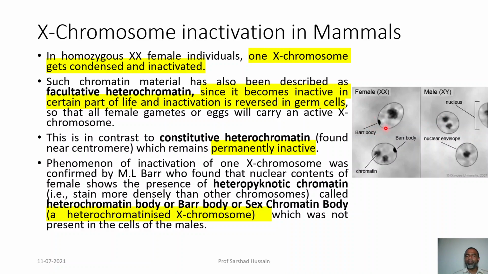So, this body was named after the scientist, the Barr body, also called heterochromatin body, also called sex chromatin body. So, basically it is a heterochromatinized X chromosome, that means a darkly stained X chromosome, which shows as a dark body present in the nucleus. So, this is not present in the case of males.